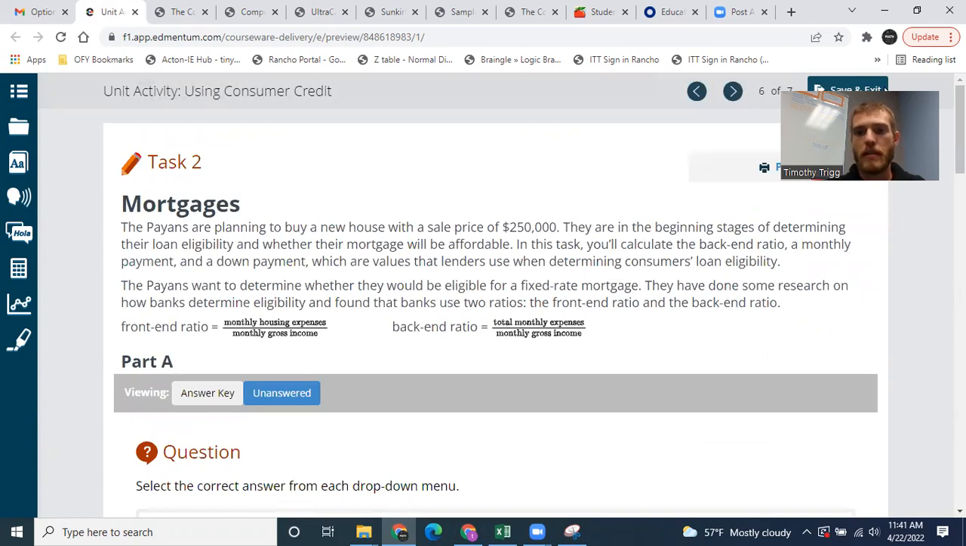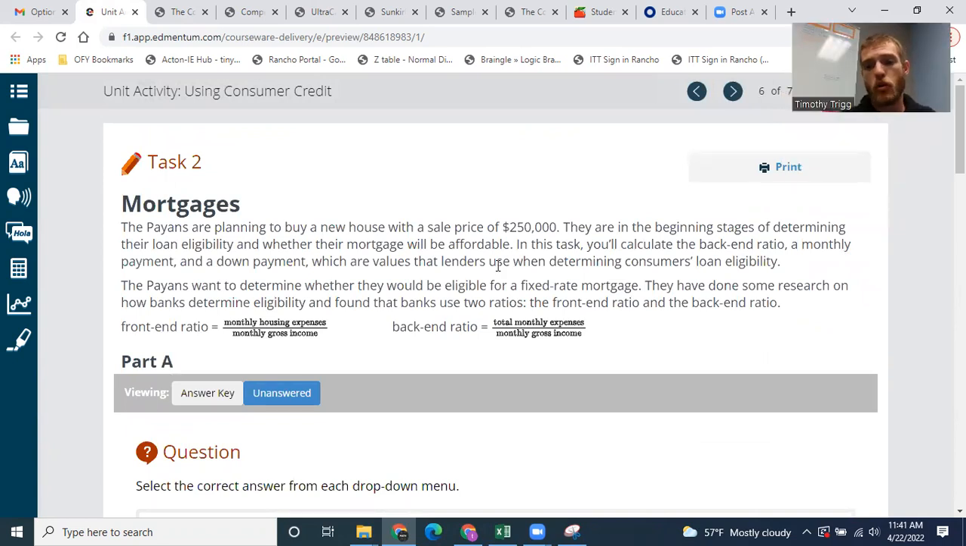Mortgages. So a mortgage is basically similar to a credit card loan, but it's a loan on a house. A lot of the same things apply, where there's an interest rate or an APR. So let's talk about a specific example. The Pyans are planning to buy a new house with a sale price of $250,000.